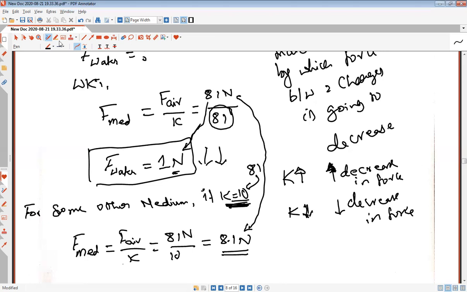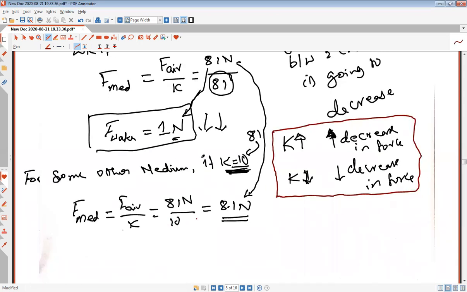So more is the value of dielectric constant, more is the decreasing force. On the other hand, less is the value of dielectric constant, less is the decreasing force. Right? So this is regarding the idea of dielectric constant and force between two point charges in medium. So remember, in the medium, the force between two point charges is going to decrease, and force between two point charges is maximum when the two point charges are present in air or vacuum.